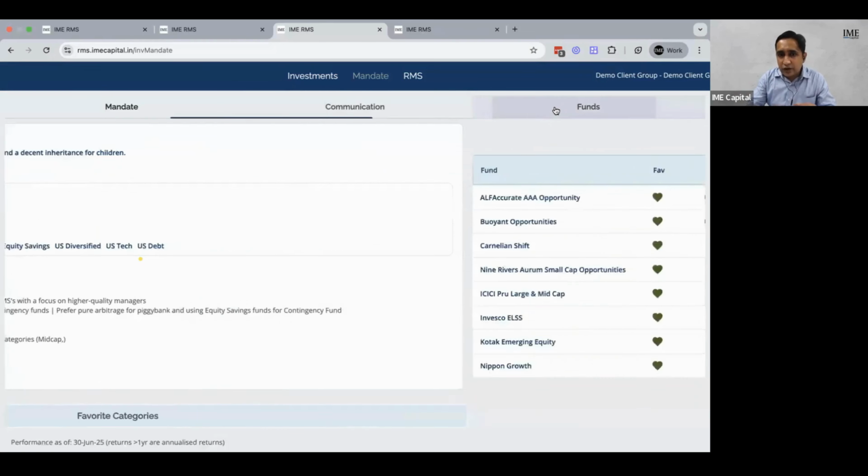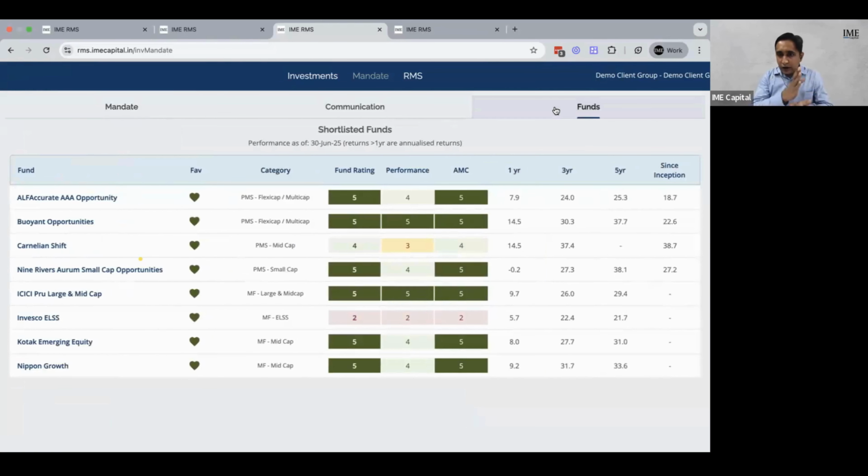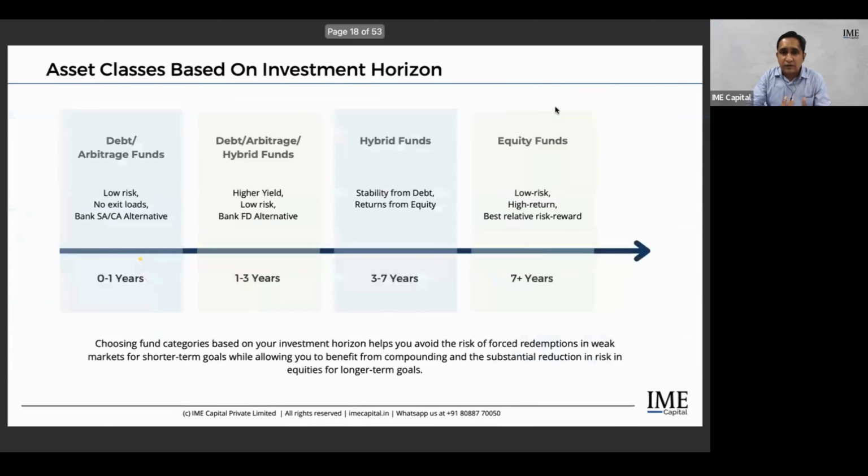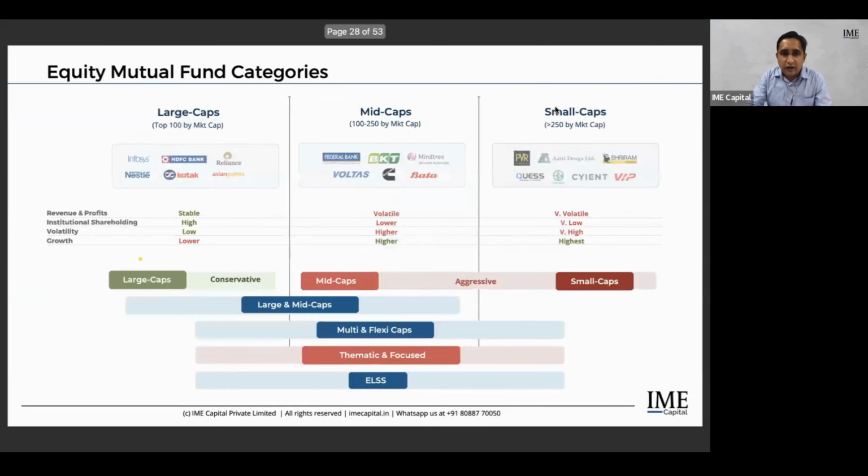And basis that, we could actually go into each category, understand each of these funds, why they've been shortlisted, understand which of these meet the specific preferences and beliefs of a particular investor, to shortlist and identify the 5 or 10 funds that meet that specific investor's requirements. And that effectively is what the investment mandate process is.